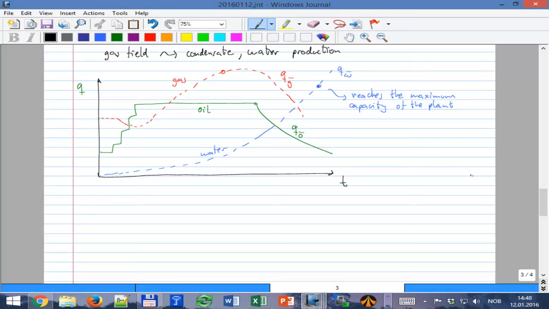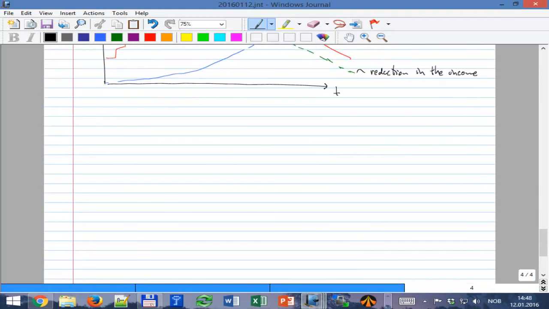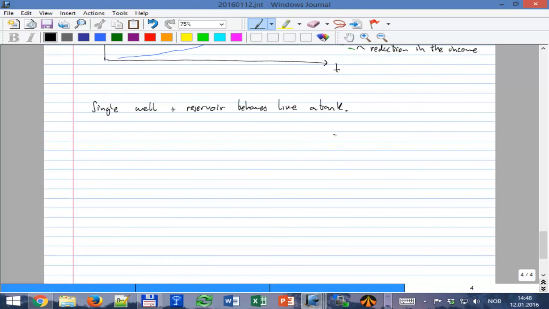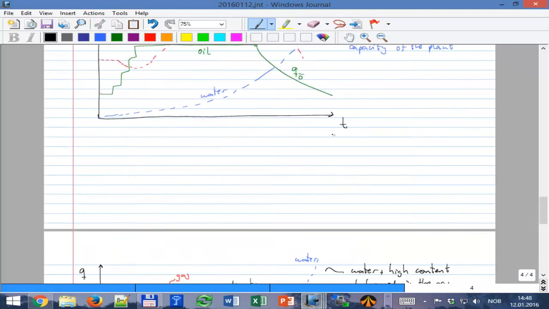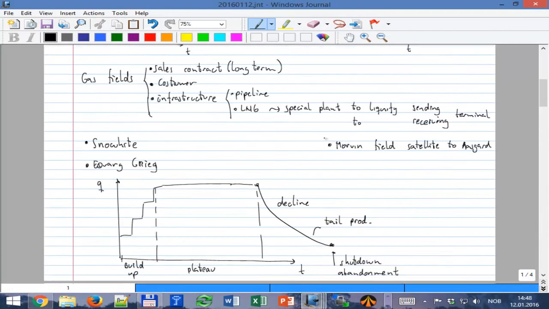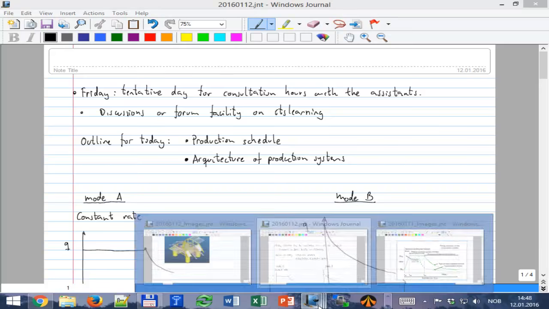So now let's go and make a small exercise. First, we are going to use the analogy of one single well plus a reservoir that behaves like a tank. So first, how did we calculate the rate in that case? What did we say?